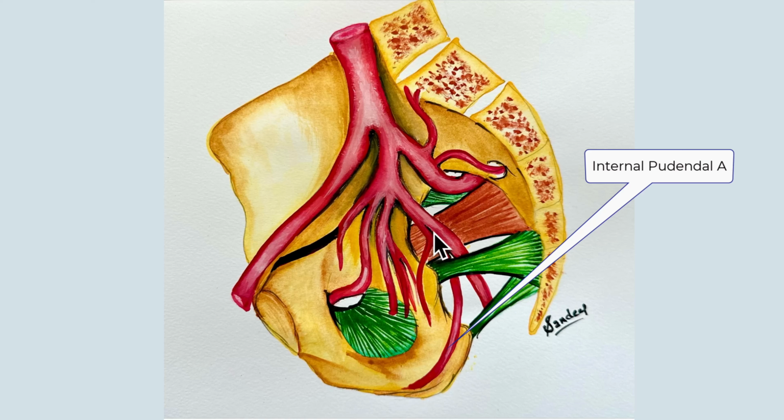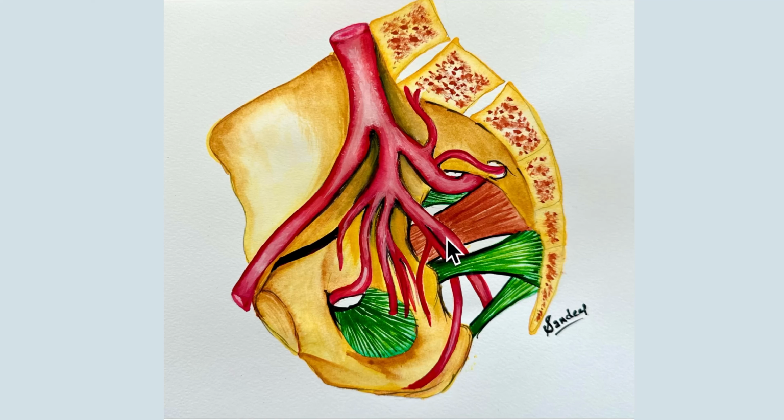Frequently it arises as a common trunk with the inferior gluteal artery, and it exits the pelvis through the lower part of the greater sciatic foramen, and it curves around the ischial spine and re-enters the perineum through the lesser sciatic foramen. This is the lesser sciatic foramen, and it runs in the pudendal canal along the ischial rami, and it supplies the perineal structures.